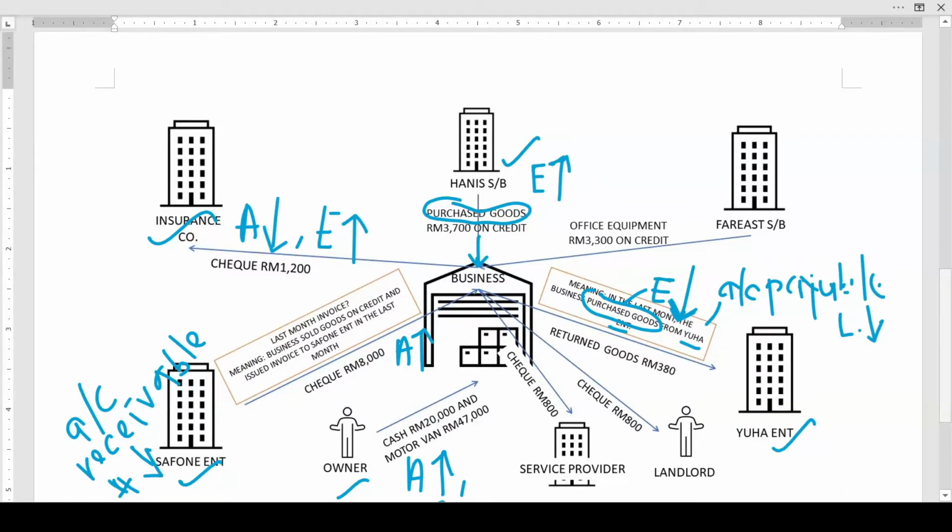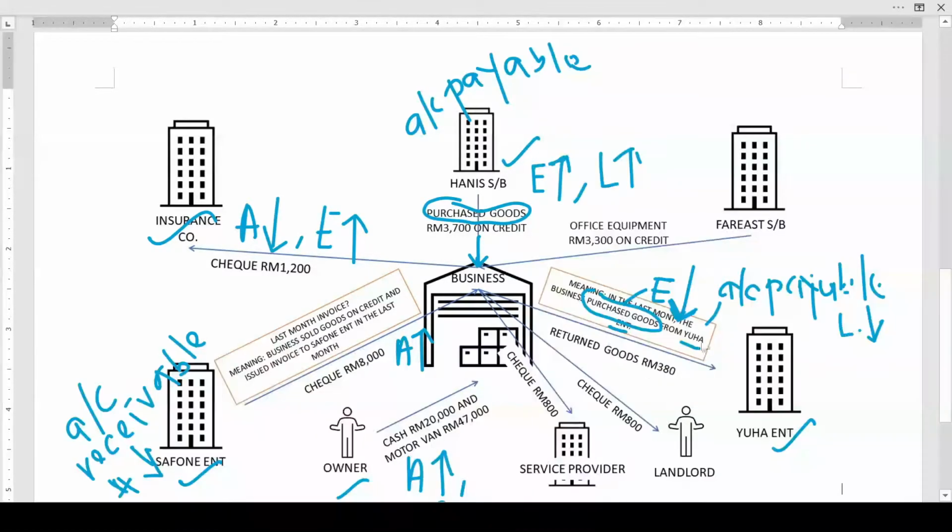But the goods were purchased on credit. So when you purchase on credit, you have created a financial obligation that you promise to pay to Hanis Sdn Bhd some amount of money in the future. When you create an obligation, that will be recorded as a liability. You are going to create an account payable for Hanis Berhad. Account payable is a liability. So what happened to our liability? Liability also increases. Okay, next.